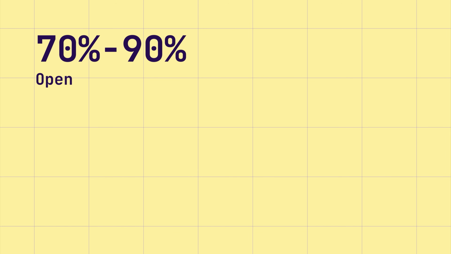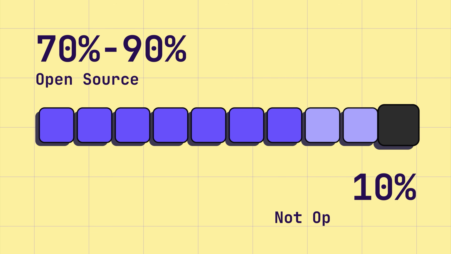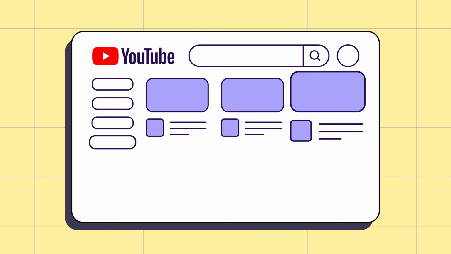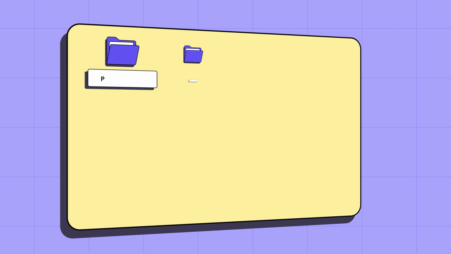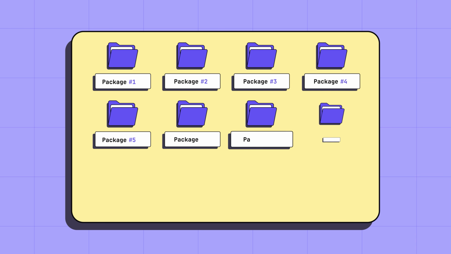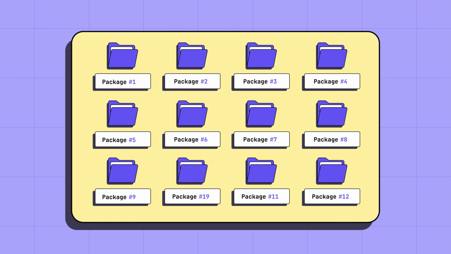Now, you may or may not know this, but around about 70 to 90% of all of the code that makes your application run comes from open source dependencies. So if you're watching this on YouTube, presumably, around about 70 to 90% of what makes YouTube comes from open source packages. Now, this is great for a number of reasons.